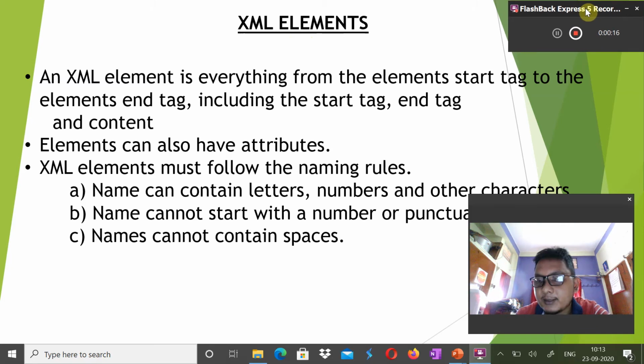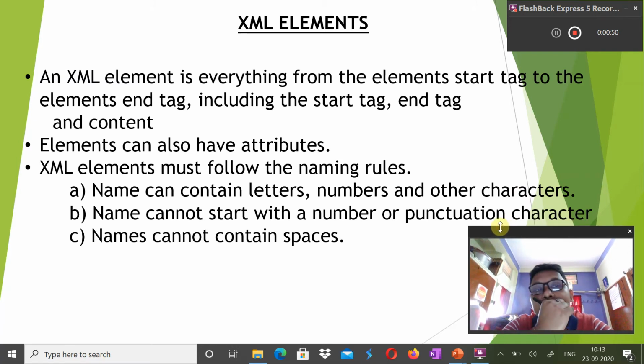As in the earlier class, we have talked about what XML is, what XML means, and why XML is used. We have learned all those things in the previous lesson. In this lesson, we are going to talk about XML elements. What are actually XML elements?